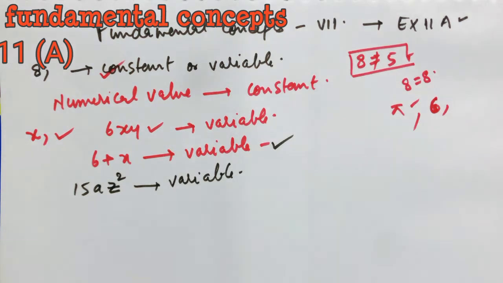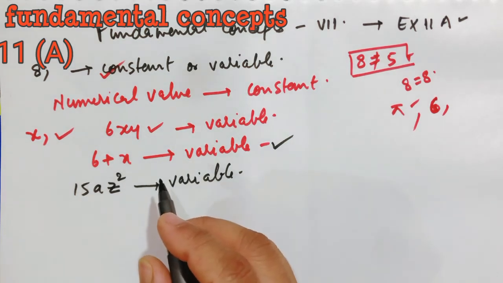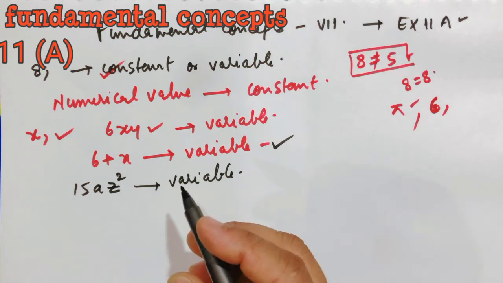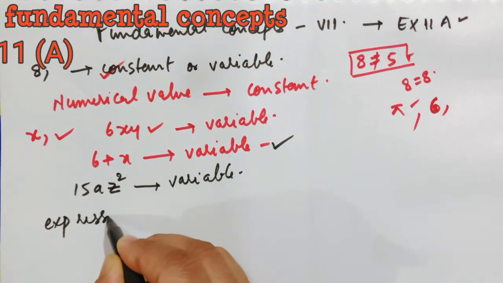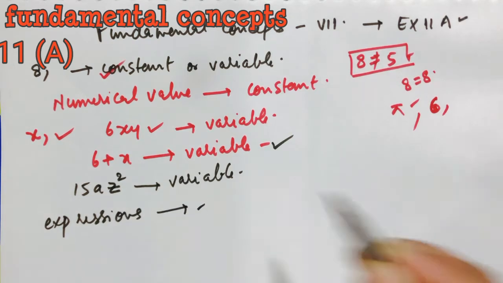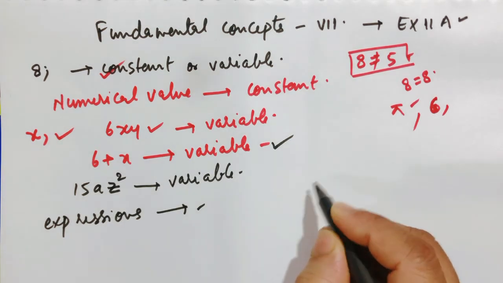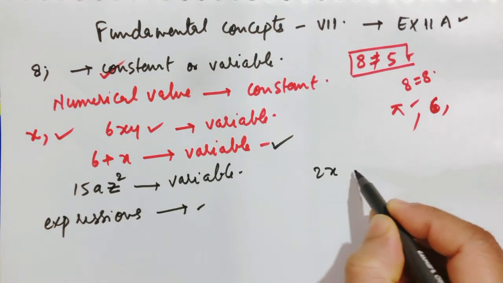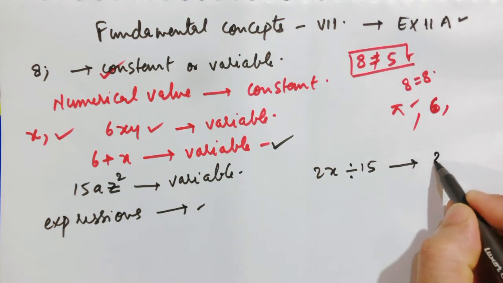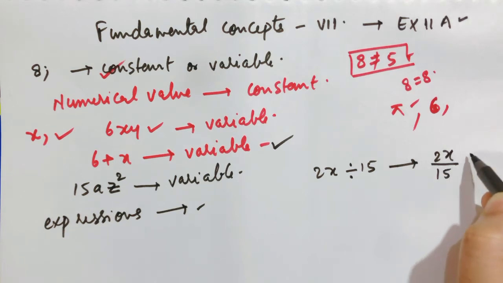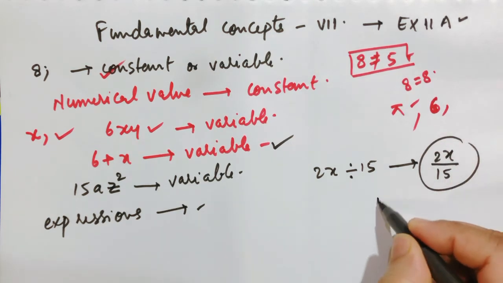Now moving on to the next one. We shall be dealing with different types of expressions. So in different types of expressions, what do we have here? Let us take one expression like 2x divided by 15. How do you write this? We write it as 2x by 15. So we say it is a monomial.